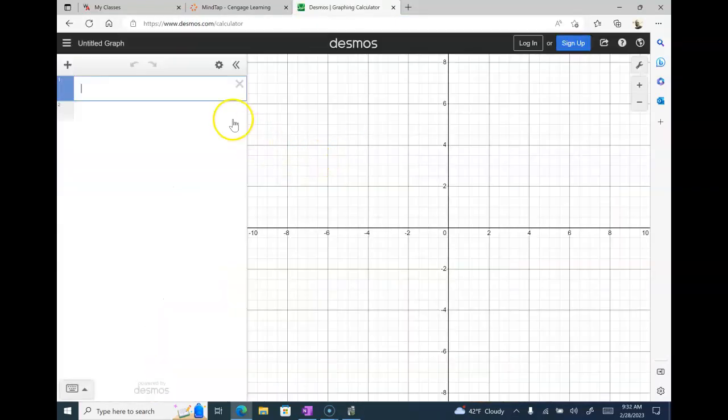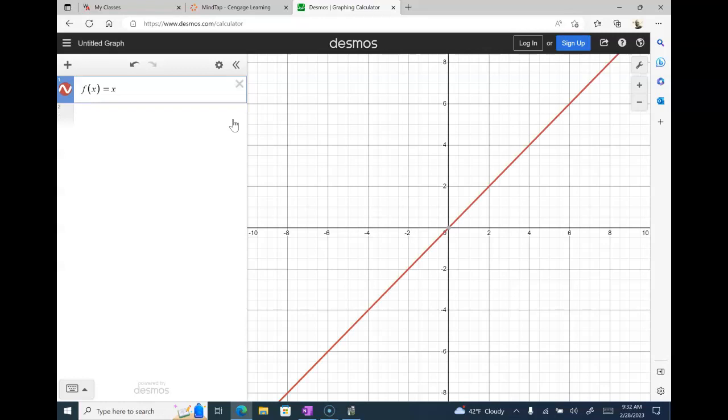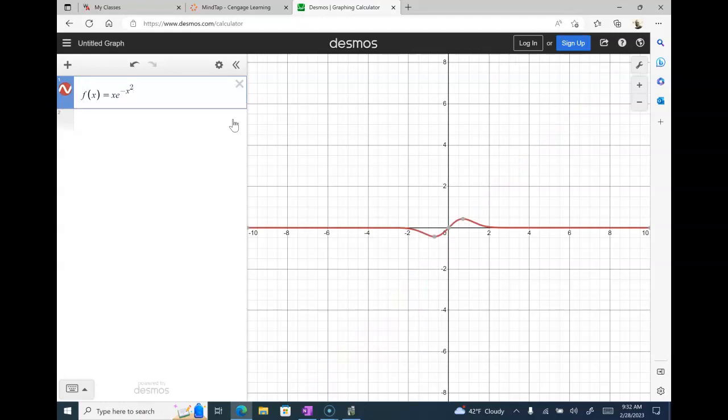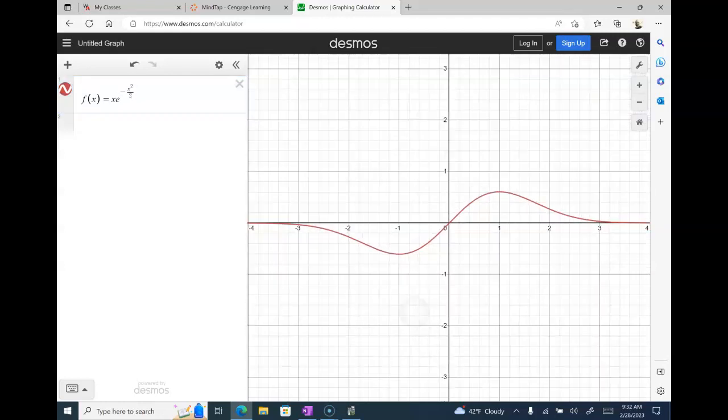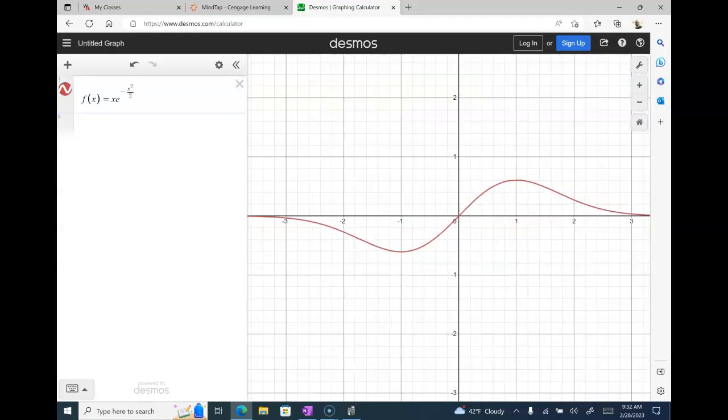I'm going to graph this f of x equals x e to the minus x squared over 2. So there it is. It's so much easier to use Desmos. I'm so mad the school put me in a non-computer room, but it's what we got. So there it is.